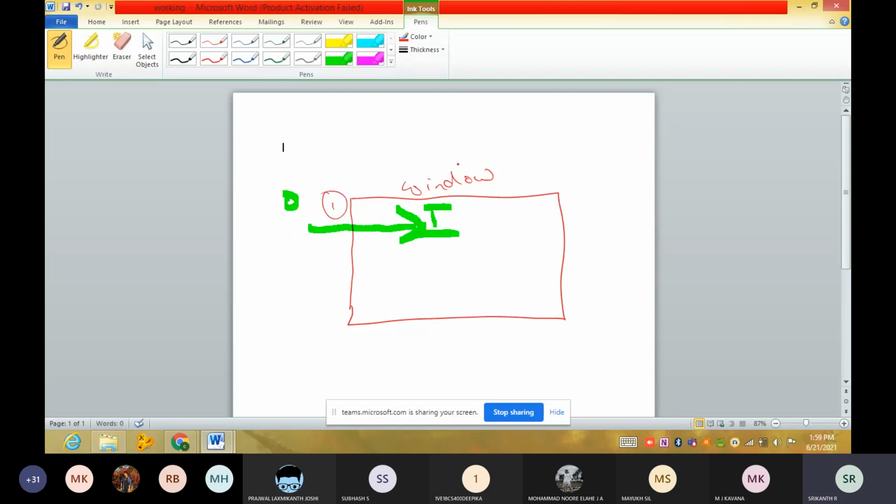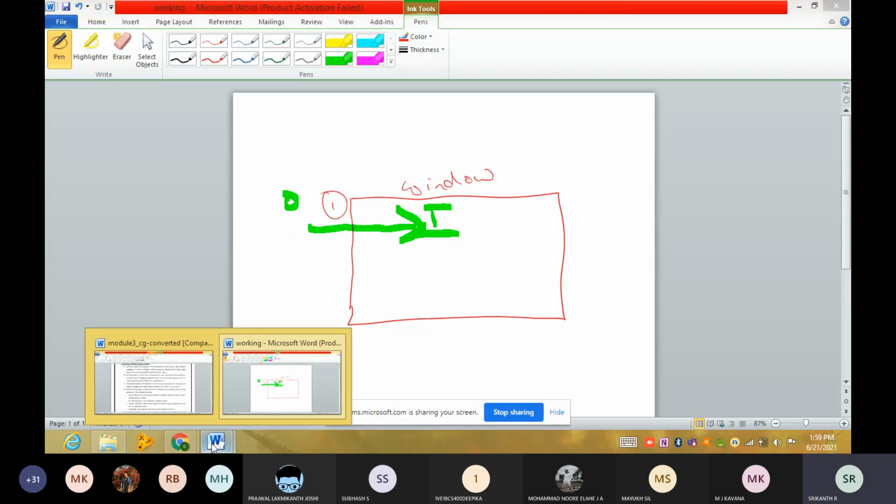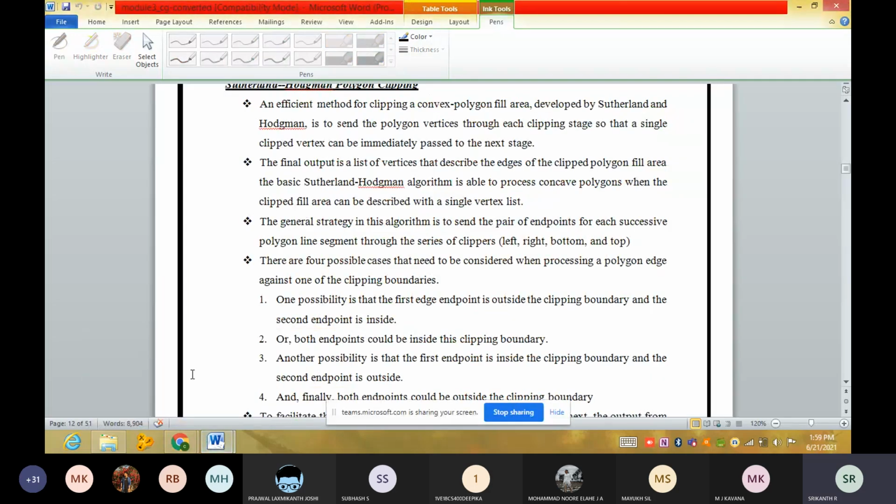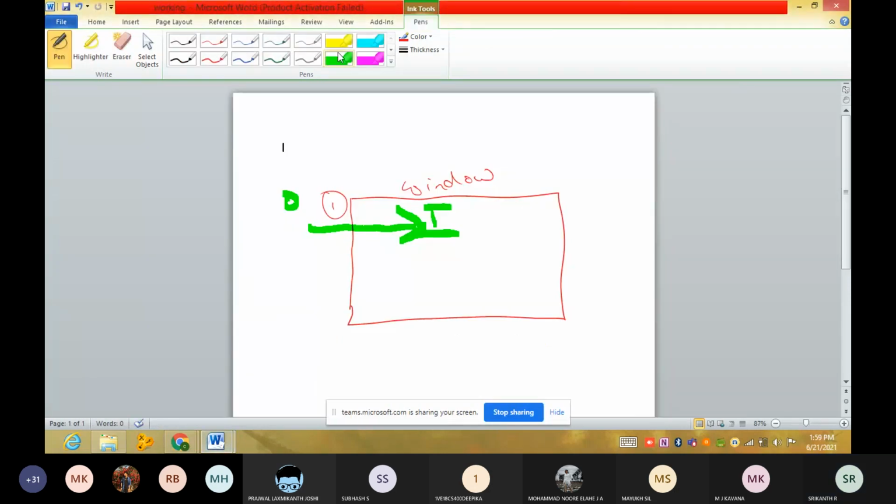So let us see the second case. The second case is both the endpoints could be inside the clipping boundary. Both the endpoints are inside the clipping boundary means we will be getting this. Both are inside. This is the second case. Inside and inside.